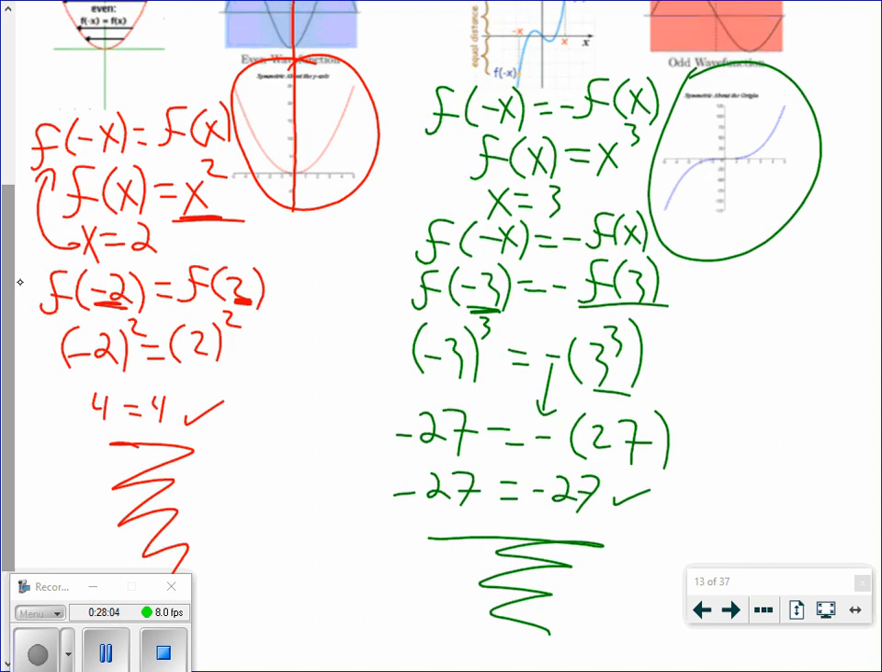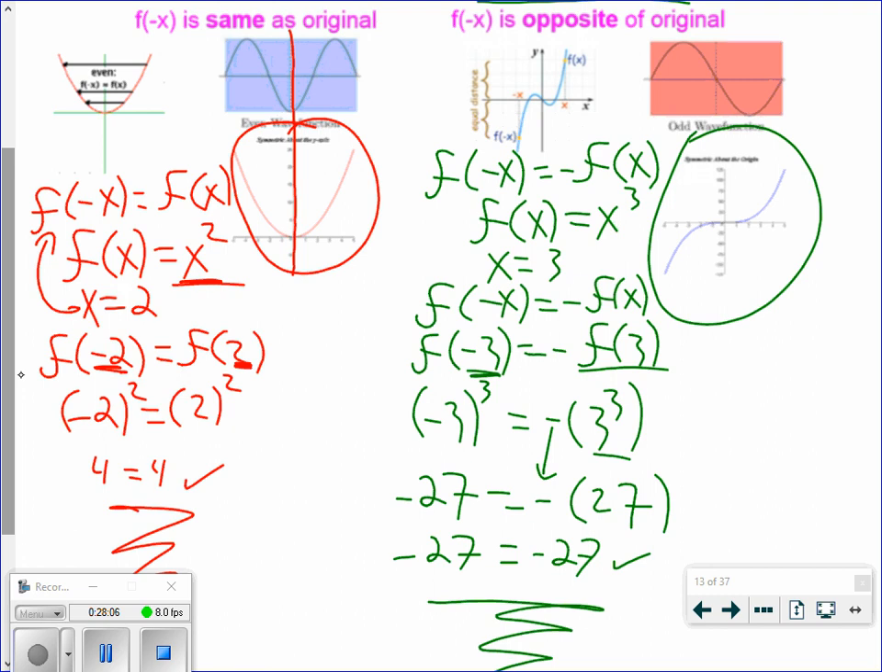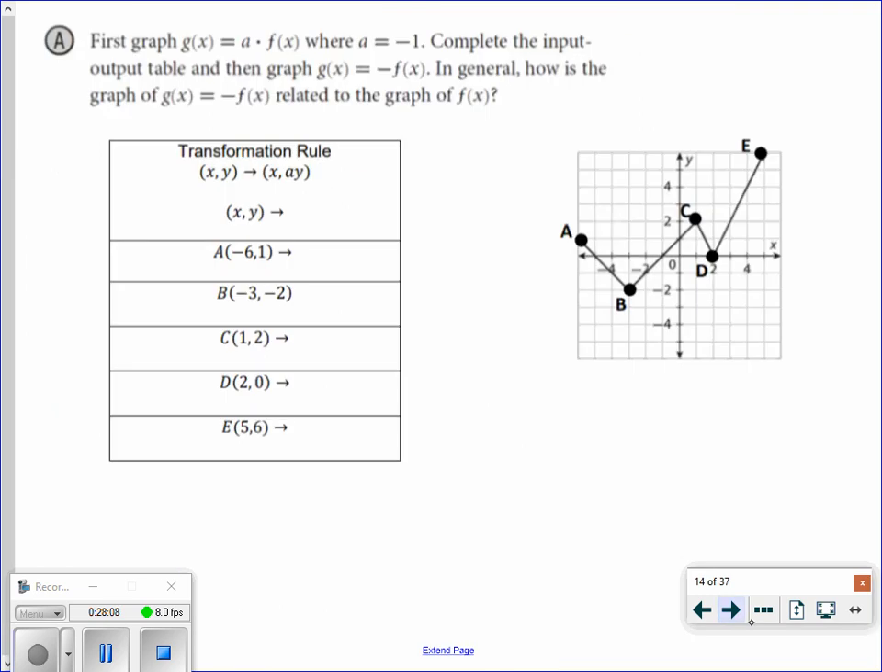And that's what it means to be even or odd. So let's keep going. Now we're going to talk about stretches and compressions. All right, so, well, not stretches and compressions. We already talked about that, but we're talking about reflections now. So reflections come from the A and the B terms.